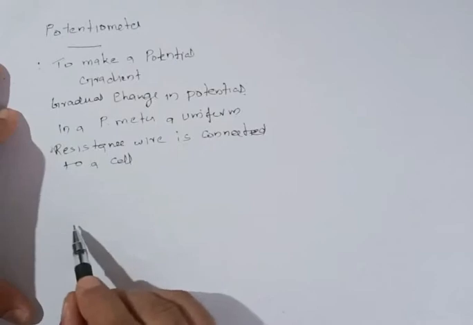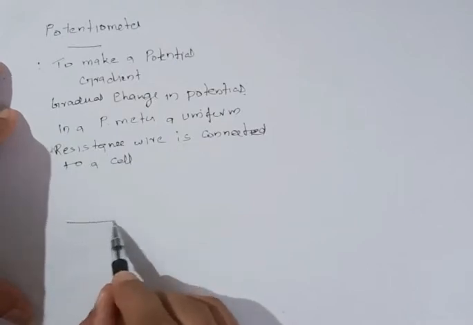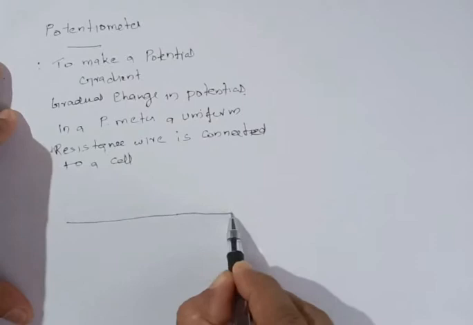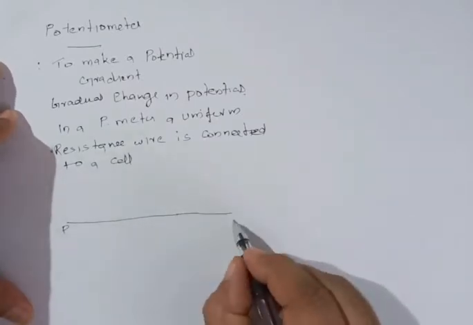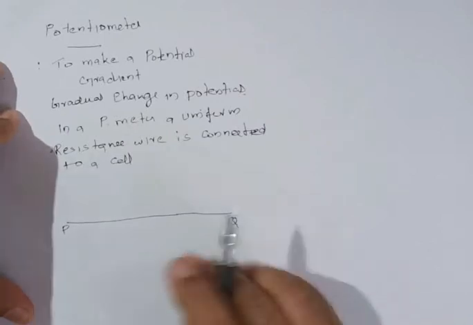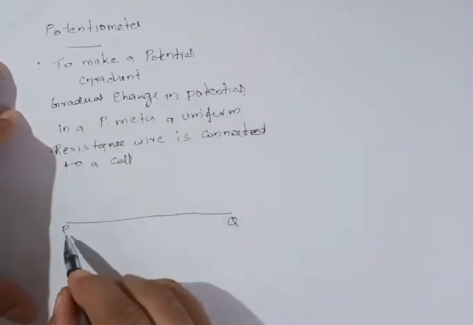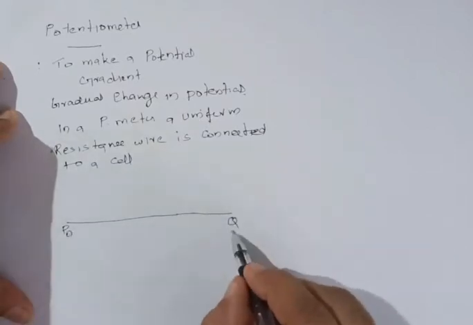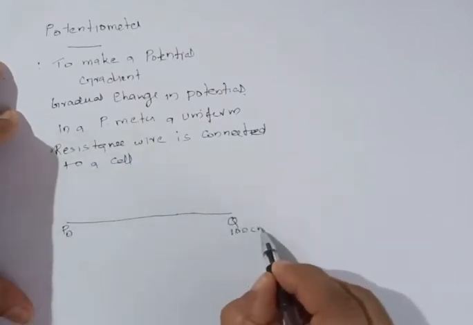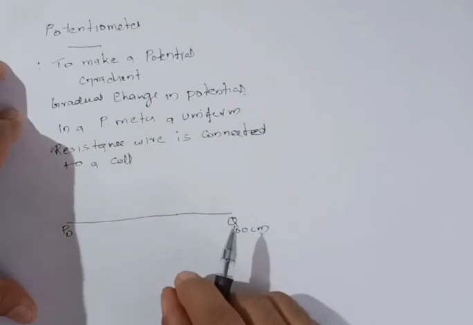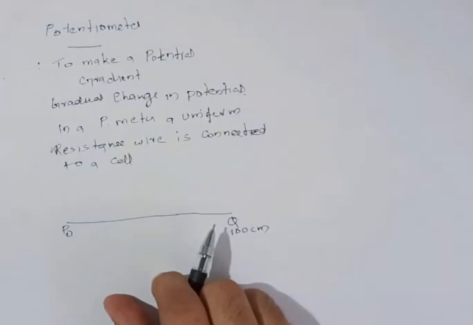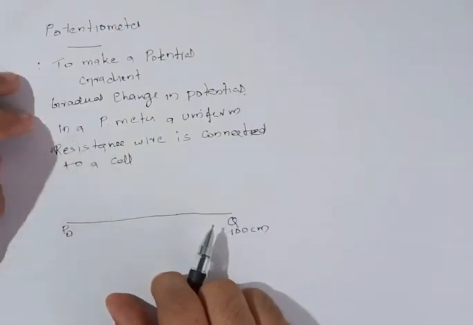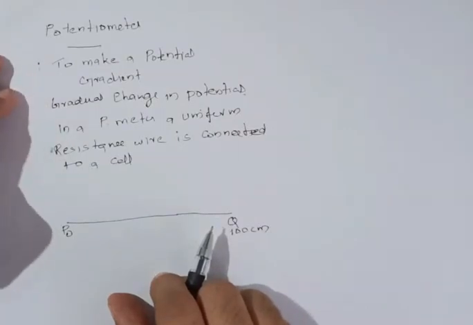So this is the way it looks. You will have a uniform wire. This straight line represents this uniform wire. This is the starting point of the wire, we call it P. This is the end point. Let us assume that here we have 0, here we have 100, so this is 100 centimeter long. It need not necessarily be 100 centimeter long all the time. Some potentiometer wires are 1000 centimeter long. And the longer the potentiometer wire, the more sensitive the potentiometer becomes.